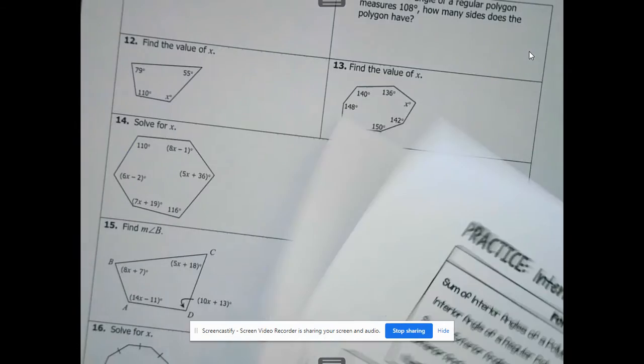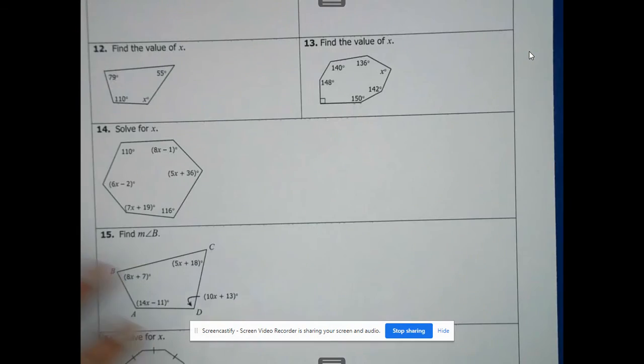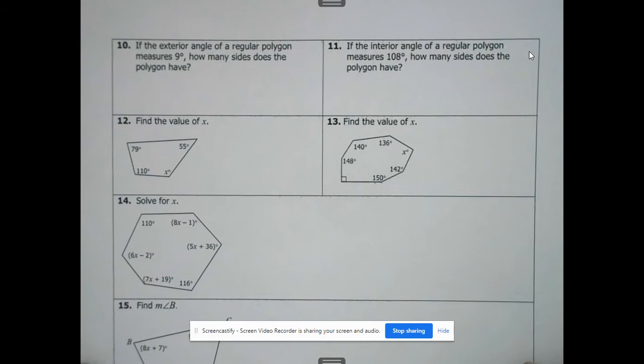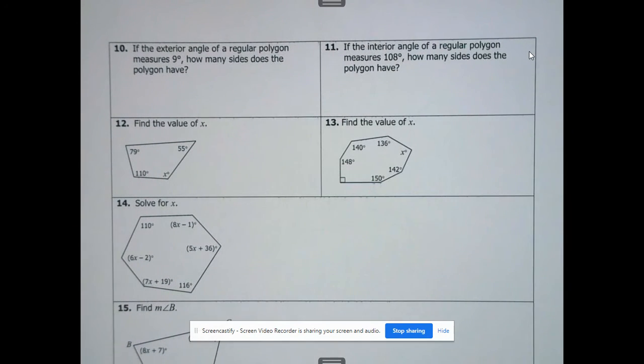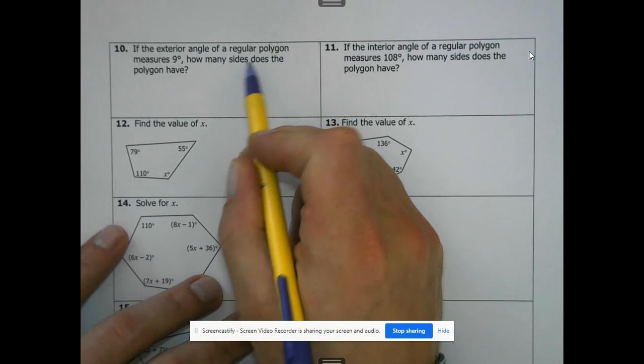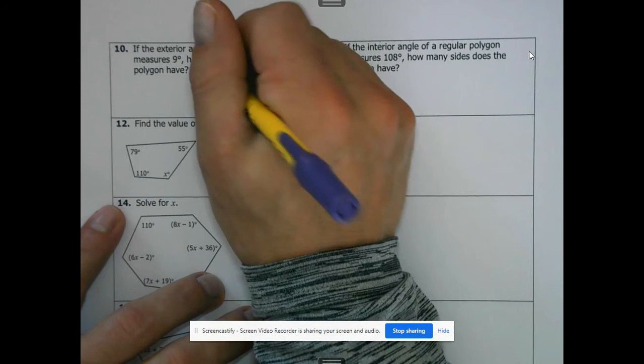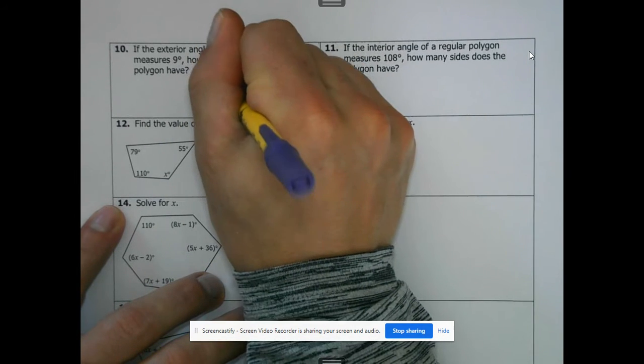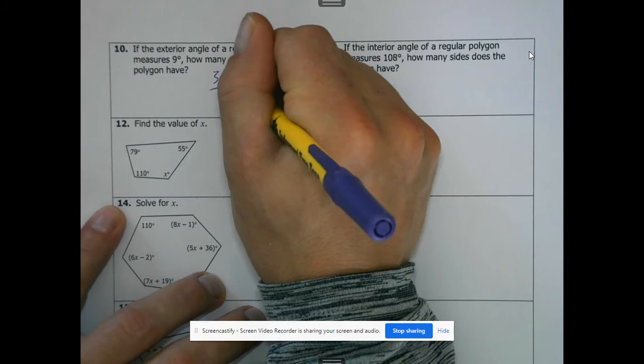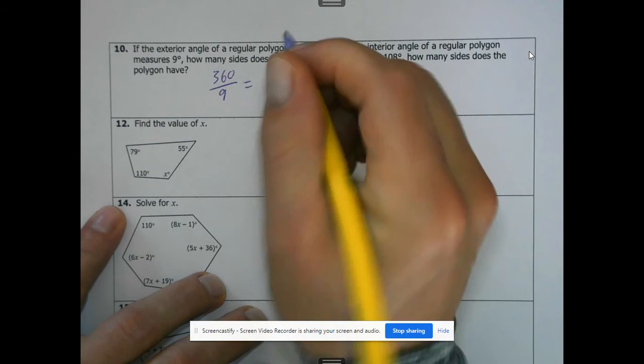Last page. If the exterior angle of a regular polygon is 9 degrees, how many sides does it have? 360, divide by that exterior angle. Comes out to be 40 sides.